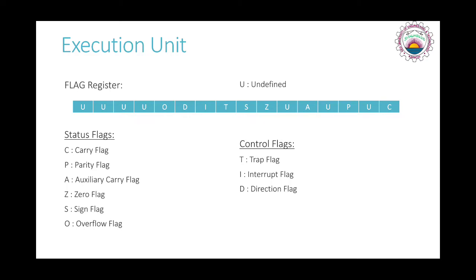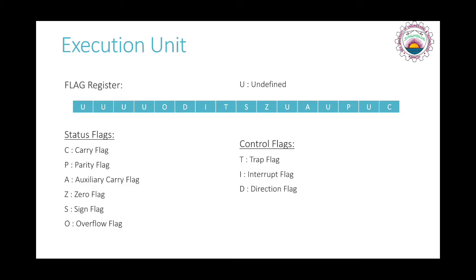Then zero flag. If after some data manipulation instruction result is generated having all 0 bits, then zero flag will be having logic 1. Or otherwise, if you are having some non-zero result after some data manipulation instruction, then zero flag will be having logic 0.